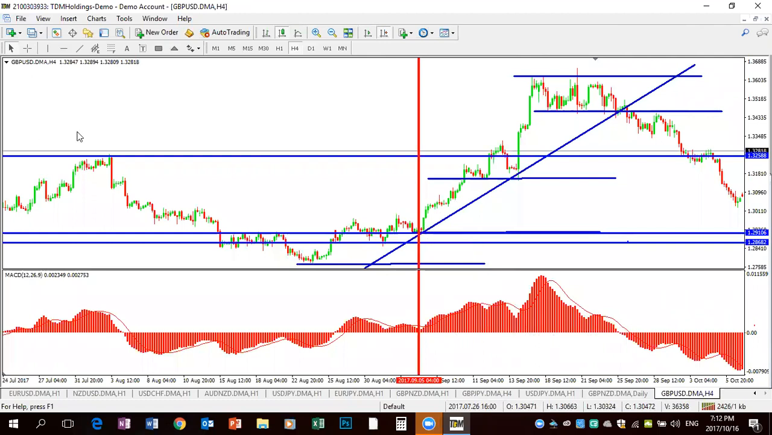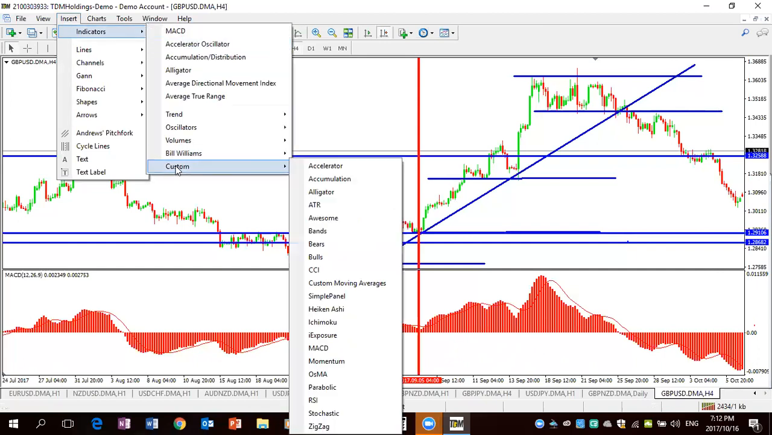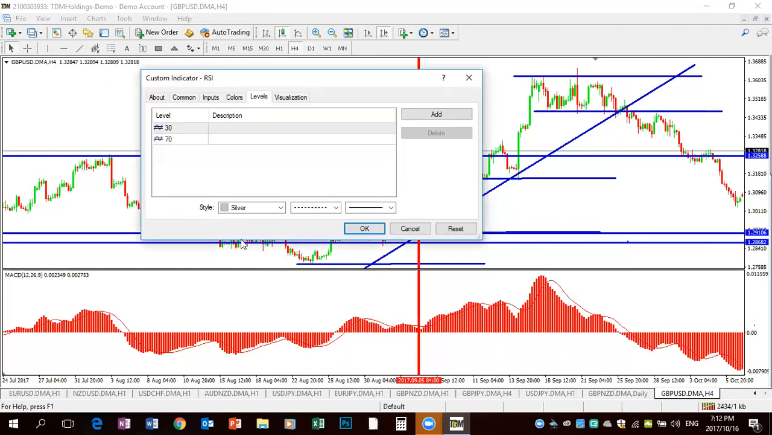If I want to add another indicator, I'll go and say insert indicators, and I will say custom. The indicator I want to add on my chart is RSI, Relative Strength Index. Then I will click on my RSI. My RSI has got two levels, 30 and 70, but I want to add the last level, which is 50. How do I do that? I will go and say add under the category levels. I will say add and I will just punch in 50.